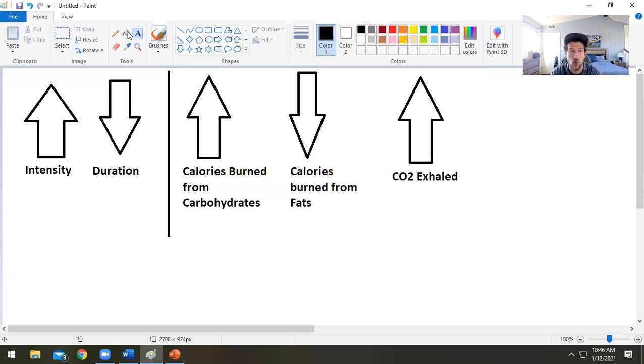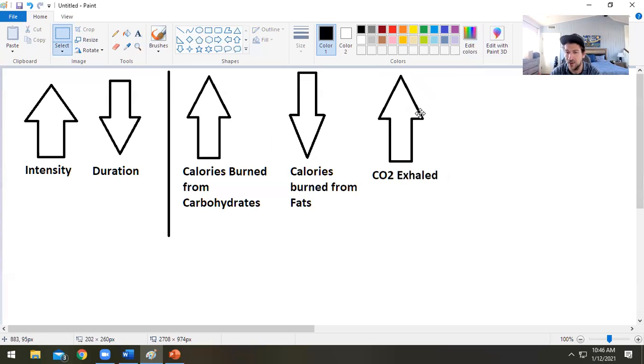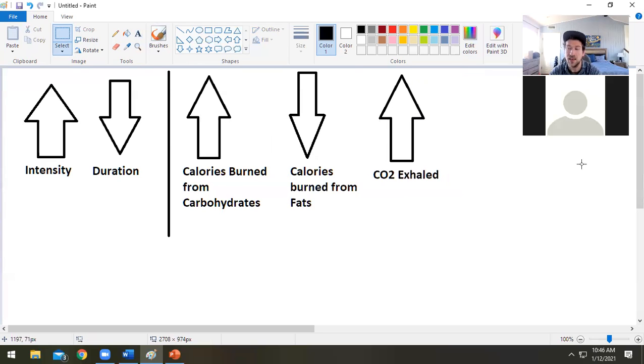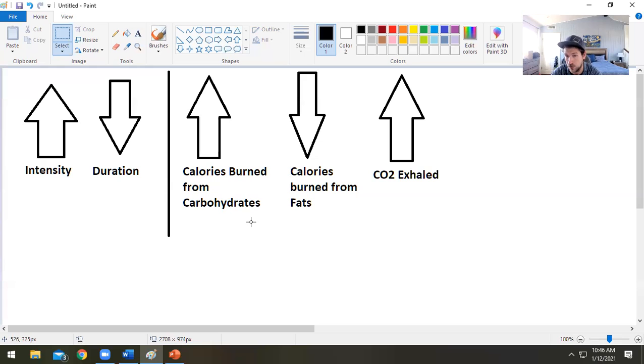So this is totally going back to that concept that we talked about. I think it was like last Thursday, right? As my intensity climbs, I use all my oxygen, so I have to get rid of CO2. And the more oxygen I use, the more I'm primarily relying on carbs as a fuel source.